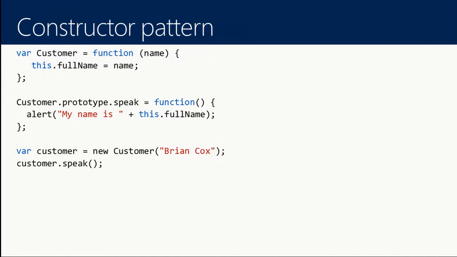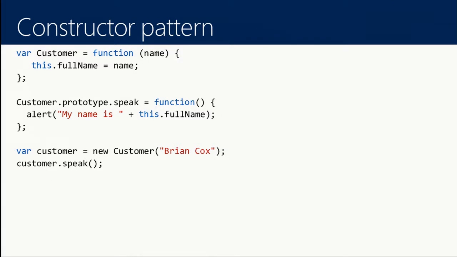So what we can do is we can define a function. Now this first thing says var customer equals function. Remember that functions are just objects. So when we say var customer equals function, we're taking that function and setting it to a variable. And then what we can do is we know that that function object has an underlying prototype. So in the middle there you see customer.prototype.speak. What we're doing there is adding a new member to the underlying object's prototype called speak. And that refers to another function.